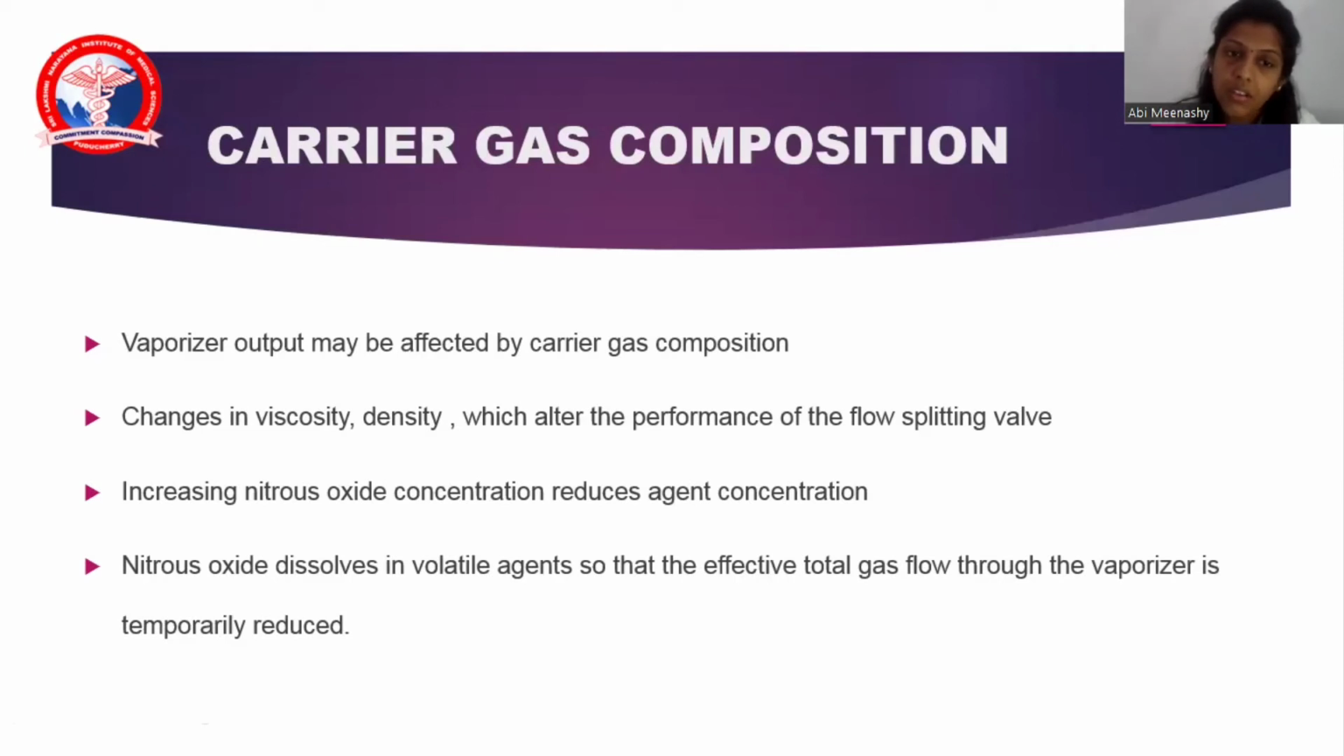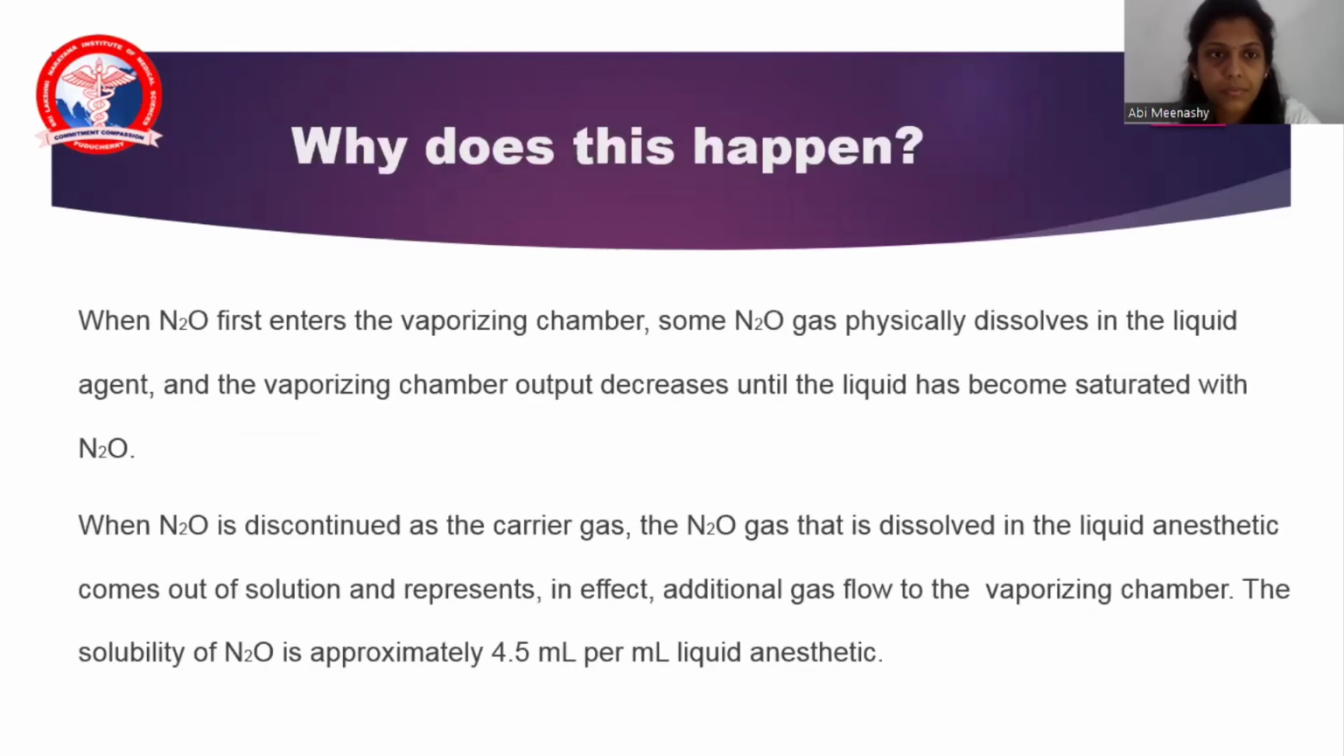Nitrous oxide dissolves in volatile agents so that effective total gas flow through the vaporizer is temporarily reduced. When the gas flow is temporarily reduced, what will happen? Vaporization will also be reduced. Your gas will not be saturated with your agent. Finally, you will get decreased concentration of agent. Why does this happen?